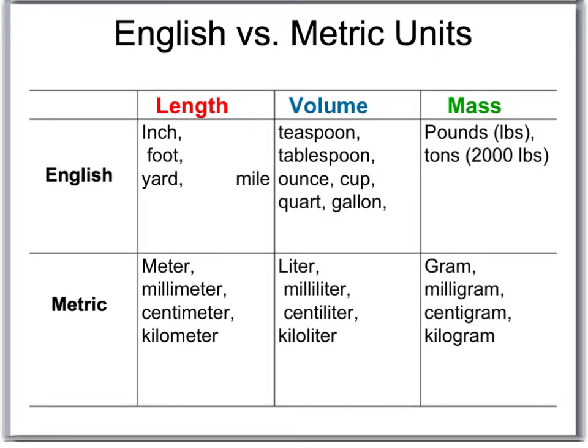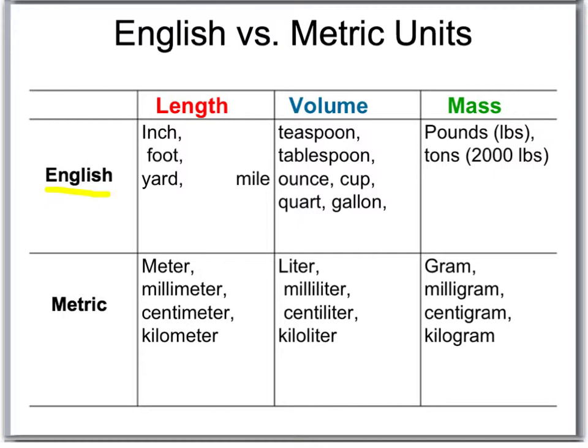Now let's talk about the actual units. So like earlier I mentioned 3 meters, 3 inches. Let's talk about what we can actually do with measurements. There are 2 main systems of measurement that we use in the United States. The first one is the English system. And the English system is what you're probably used to. Inches, feet, yards, miles, teaspoons for volume, ounces, cups, quarts, gallons.